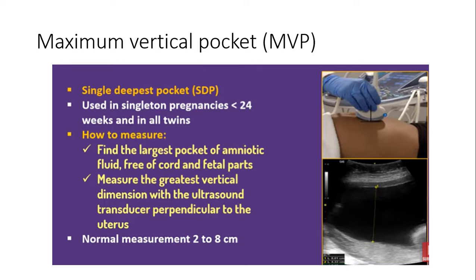It is shown on the slide. See, we are holding the probe perpendicular to the abdomen, and on the screen of the ultrasound machine we see the amount of fluid free from small parts and from the umbilical cord, and we can measure this distance. So again, the normal measurement of the maximum vertical pocket is from 2 to 8 centimeters.